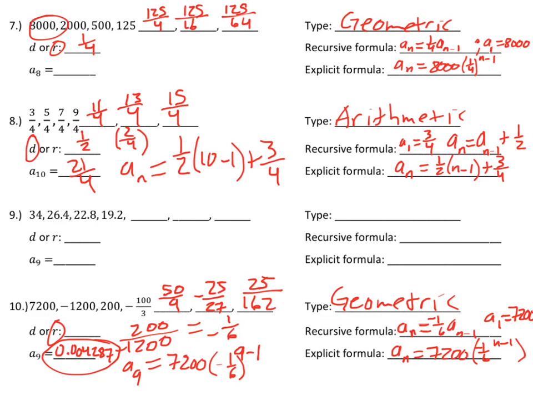If you want to get a sub 8, you can take that and plug it into your explicit formula. 8,000 times 1/4 to the 8 minus 1 power. And when you compute that, it's going to give you 125 over 256. And that's going to bring us to number 9, which actually has kind of an interesting pattern here.